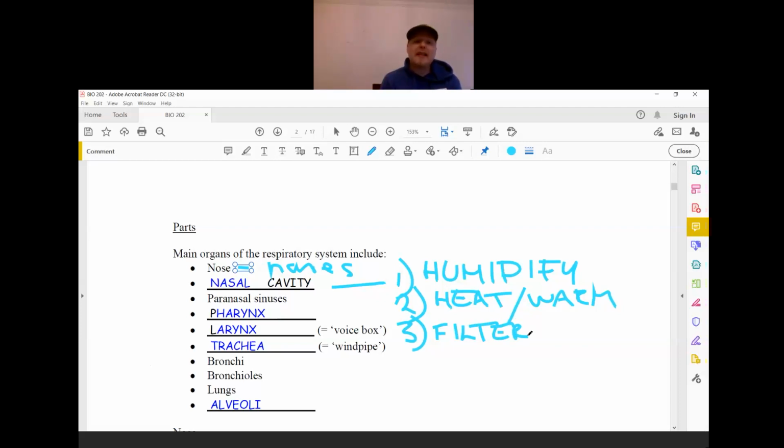So to do all this, we have to have special adaptations in the nasal cavity, and we'll have a look at that. We'll also take a little bit of time to discuss the paranasal sinuses. So a sinus is always an empty space within a structure. So we have empty space within the skull of the head. And we'll have a look at that. We'll talk about the pharynx and larynx, especially as it relates to the role that the vocal cords have in producing the voice.